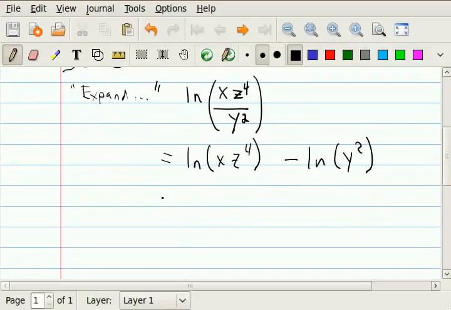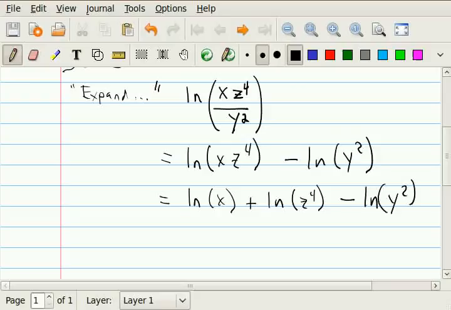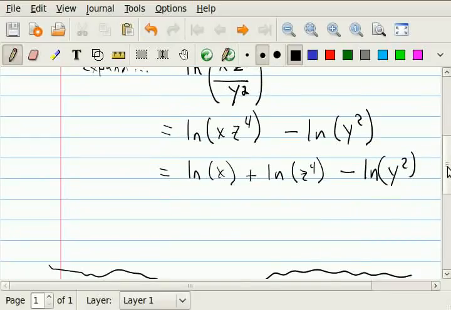But I can actually expand it further, and the next rule I can use right here is that very first one. I'm taking the natural log of two things multiplied together, x and z to the fourth. So I can write that as the natural log of x plus the natural log of z to the fourth. And I still have this natural log of y squared sitting over here. So I've expanded it quite a bit.